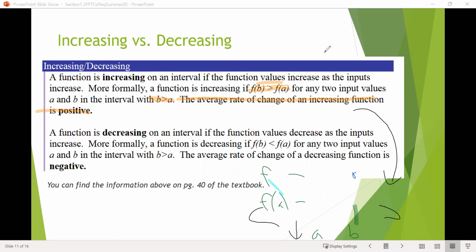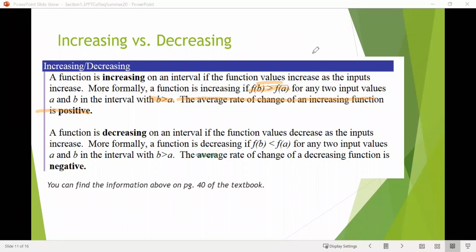On the flip side, a function is decreasing if the function values decrease as the inputs increase. I'll come back to the formal definition, but I want you to focus on this last part, which says the average rate of change of a decreasing function is negative. So if you calculate the average rate of change over an interval and get a negative number, that means your function is decreasing.